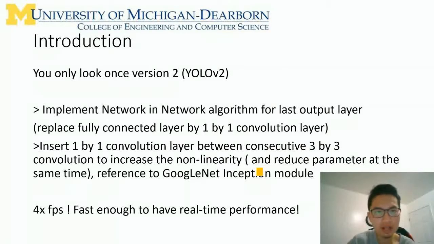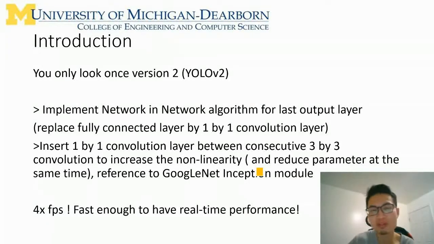Then it actually released version 2 of YOLO. It implements the network-in-network algorithm for large open layers to replace the fully connected layer with one convolution layer. At the same time, it inserts a 1x1 convolution layer between consecutive 3x3 convolution layers to increase the non-linearity, while also reducing the parameters. So it's a really important concept here.